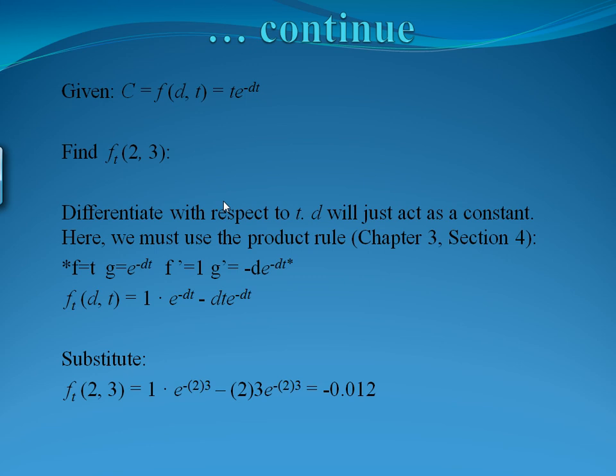This can be found, if you need a review, in Chapter 3, Section 4 of the book. So now we want to quickly do a product rule. Our first function, f, we'll call t. That's our first function here. And our g will be e to the negative dt. We want to find each of their derivatives respectively. The derivative of t, which is our variable, is just 1. And the derivative of e to the negative dt will be negative d e to the negative dt. Remember that this d is a constant, so the constant comes out front, and that's that negative d.